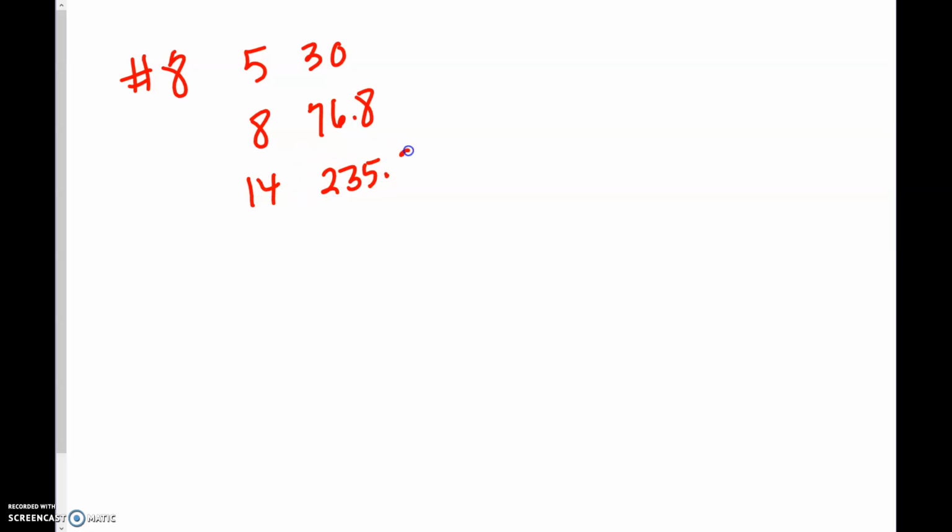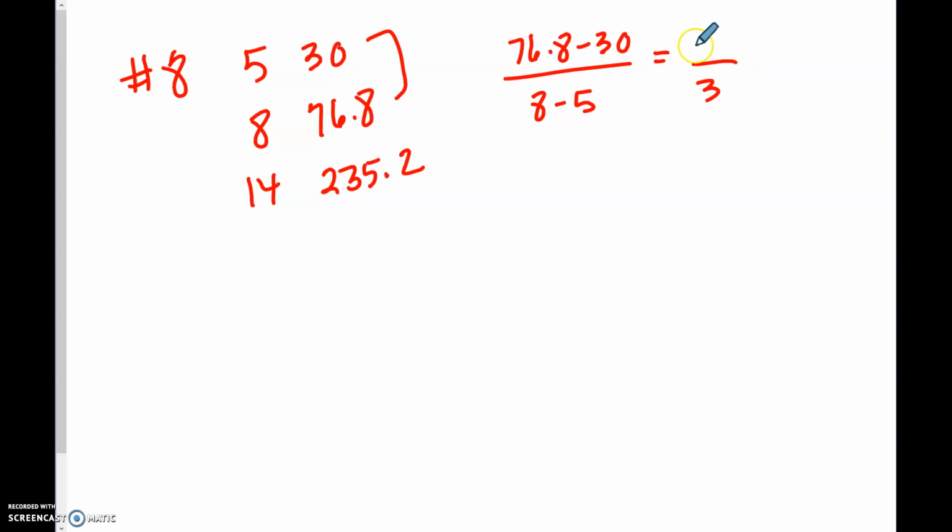Now, if you look at number 8 on that next page over there, it also has 3 pieces of data: 5, 30; 8, 76.8; and 14, 235.2. So if we do this, 76.8 minus 30 and 8 minus 5. Well, I can do that one in my head. That's 3. And 76.8 minus 30 is 46.8. Now, when we divide this out, we get 15.6.